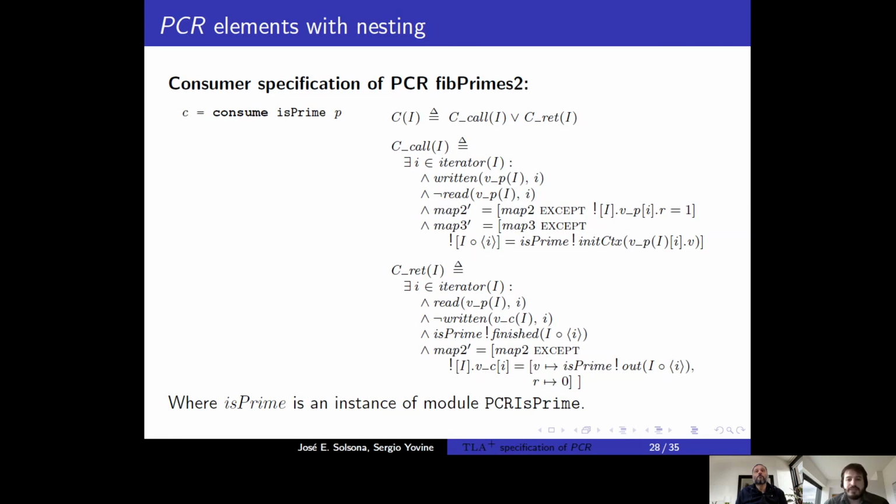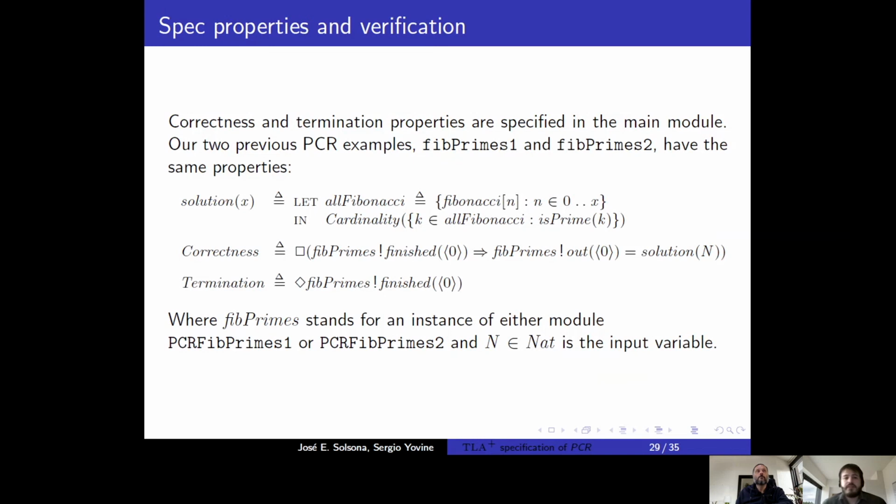For read, an A is nondeterministically chosen from the iterator, for which BP has been written and for which correspondingly PC is not written, and for which isPrime has finished. Then map2 is correspondingly updated with the value computed by the instance isPrime, and this is set in BC. Correctness and termination properties are specified in the main module.